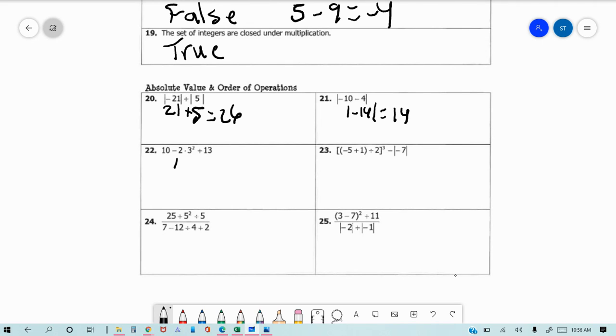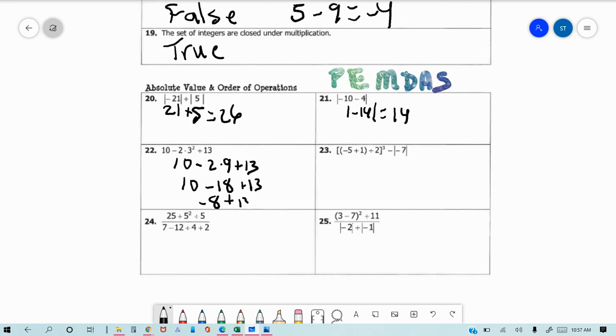All right, so 10 minus 2 times 9 plus 13. Let's not forget PEMDAS. Okay? Highlight my sparkly letters. All right, so 10, we do that multiplication next. That's our next order of operation. And then we just add, okay? -8 plus 13 is equal to 5.